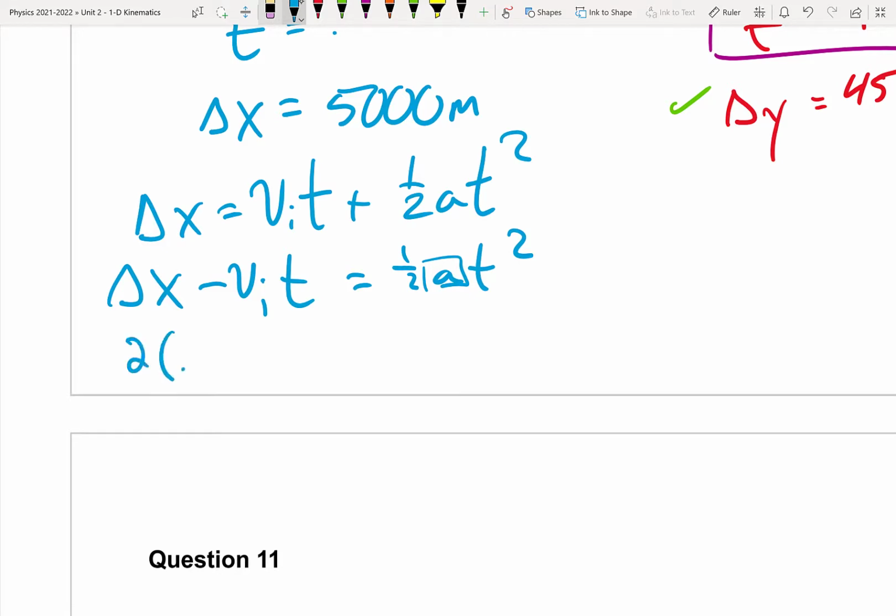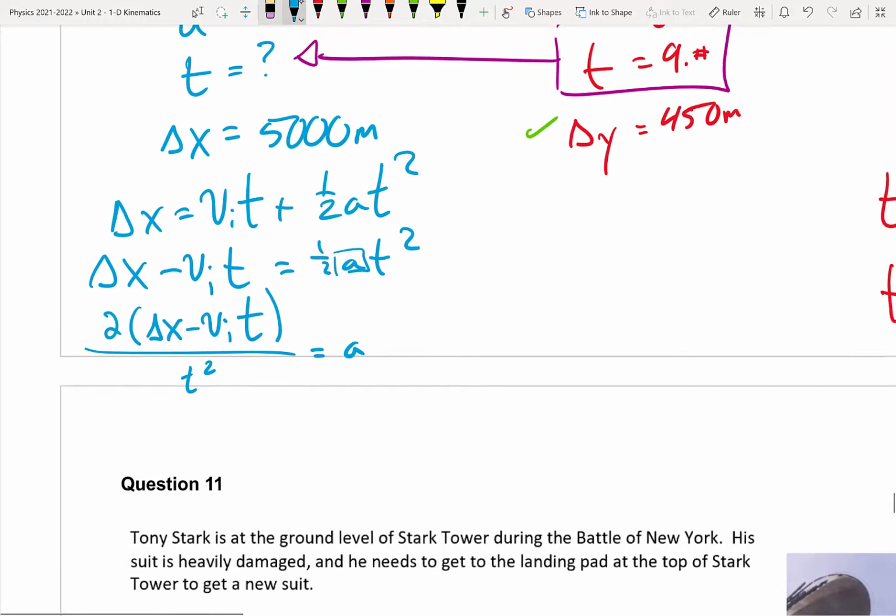That's what we're searching for. Okay, so I got 2 times delta x. Make sure you're multiplying the whole left side of the equation by 2. That means put some parentheses on there or distribute it. Over t squared equals a. And then delta x is our 500. Initial velocity, 5,000, my bad. v_i is the 200 meters per second. t is going to be our 9.